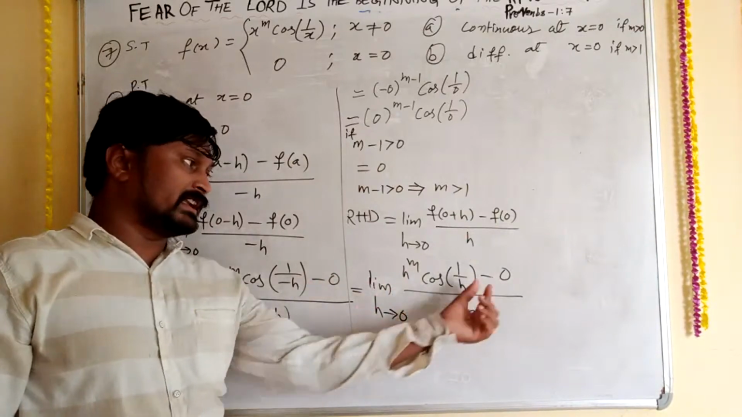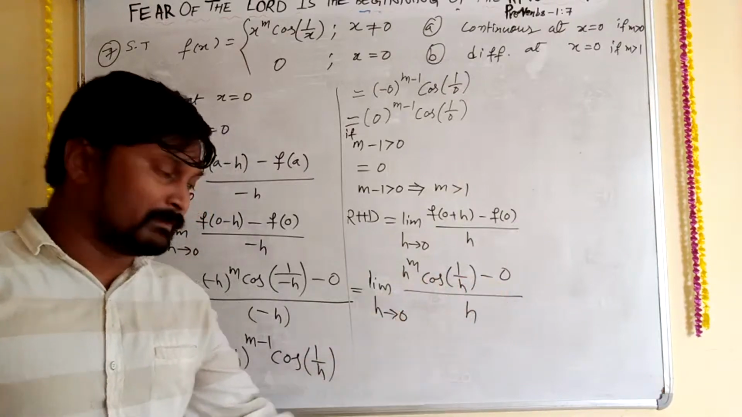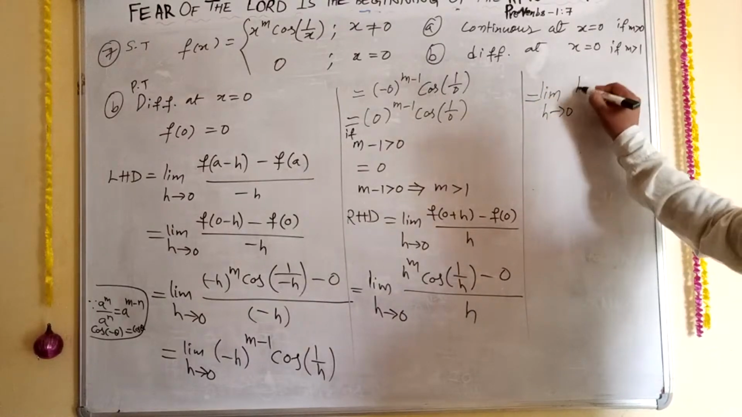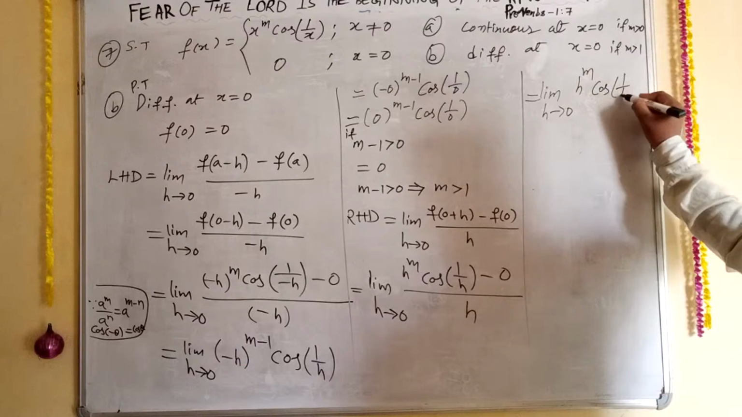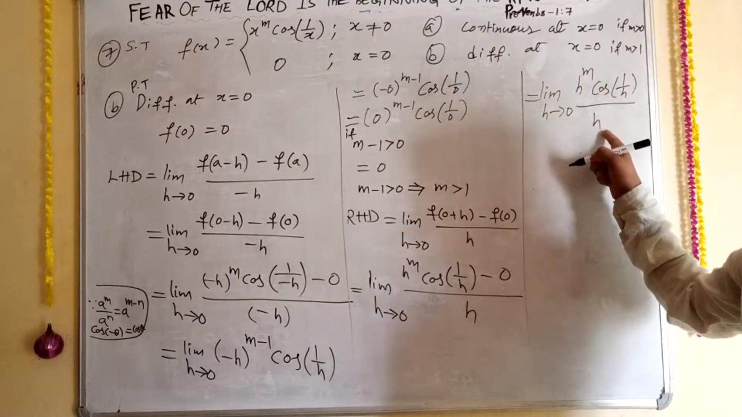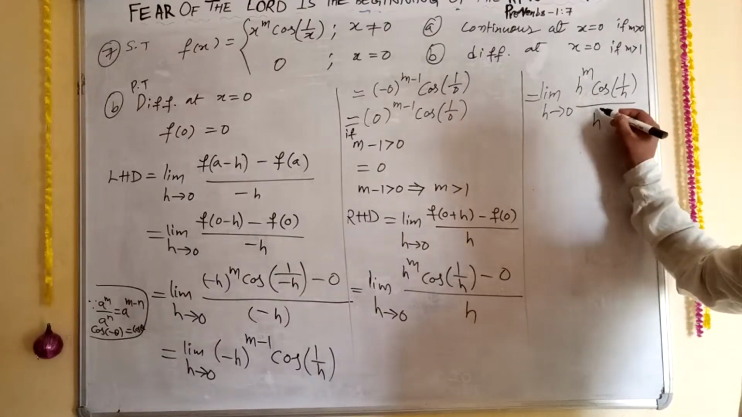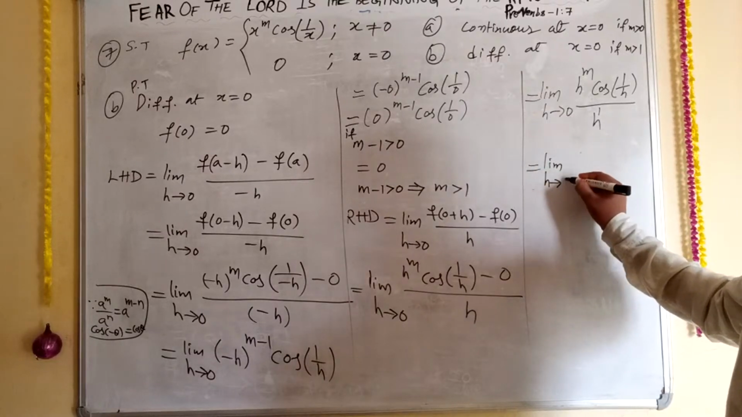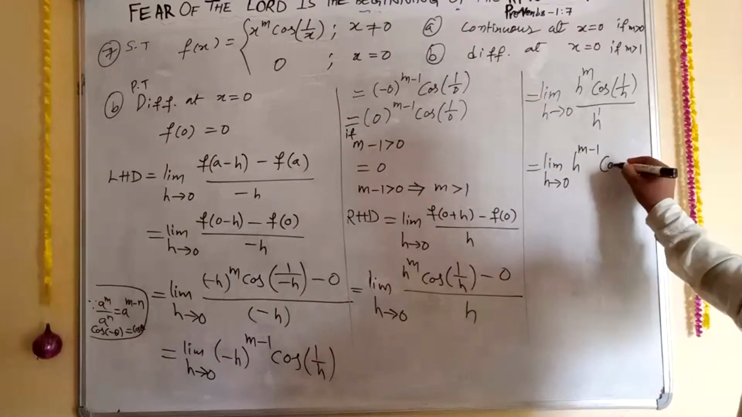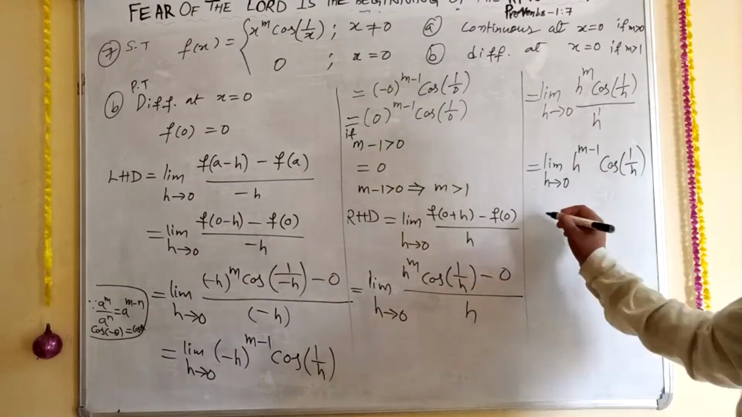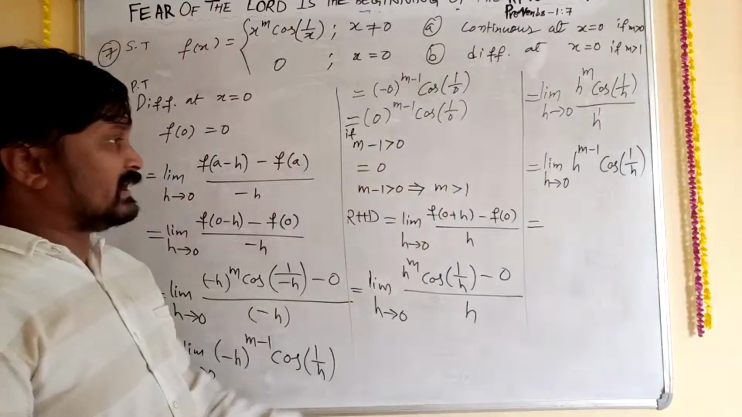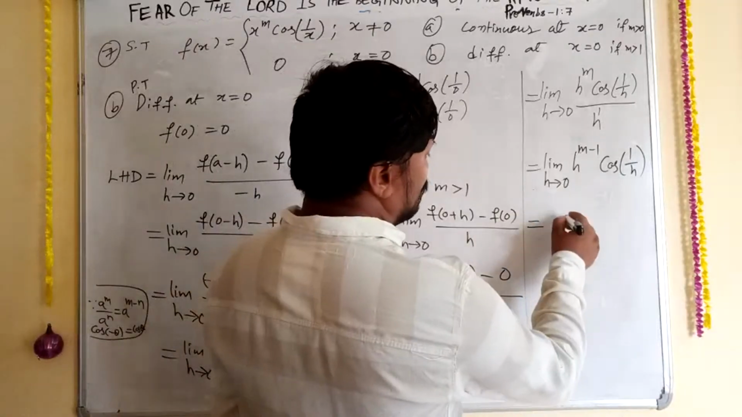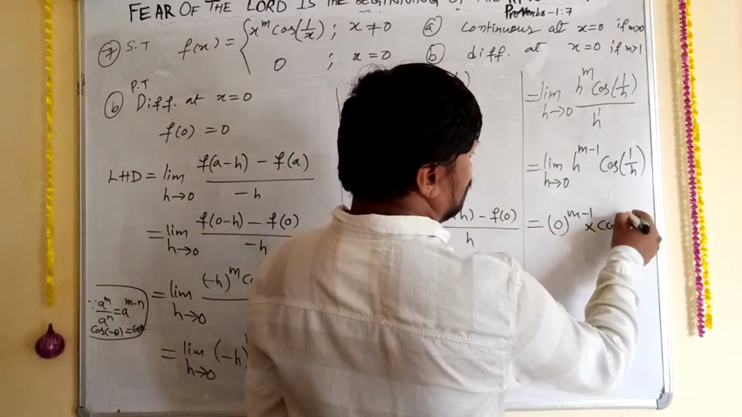Anything subtracted with 0, we get the same number. So now that is equal to limit h tends to 0, h power m cos 1 upon h, upon h power 1, because nothing is there, which means 1. So h power m minus 1. So that is limit h tends to 0, h power m minus 1 cos of 1 upon h. So now we can just remove this limit and substitute 0. When you do that, 0 power m minus 1 into cos 1 upon h.